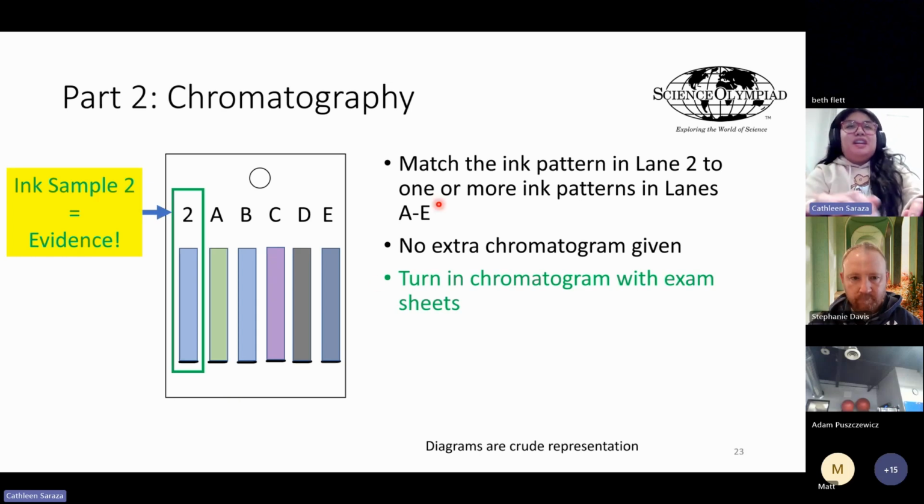For now, the whole point of the chromatography section is to match the ink pattern in lane 2 on the chromatography paper to one or more of the ink patterns in lanes A through E. Keep in mind that your students will not have access to any extra chromatograms, so they only have the one given at the table, and they will turn in the chromatogram with the exam sheet. In this case, ink sample 2 is the evidence found at the crime scene that they then have to match to one or two suspects' ink samples.